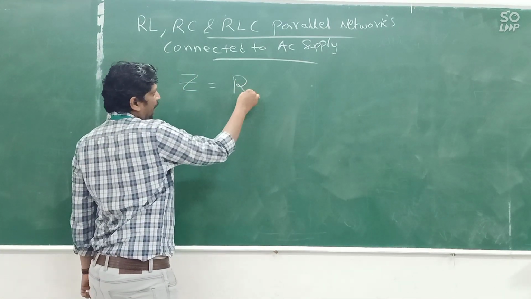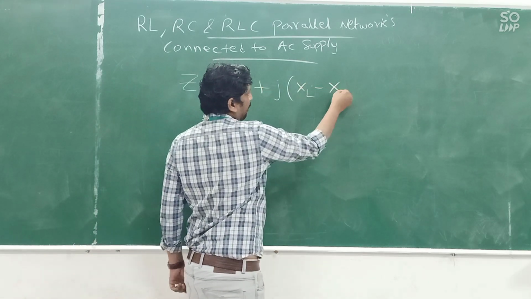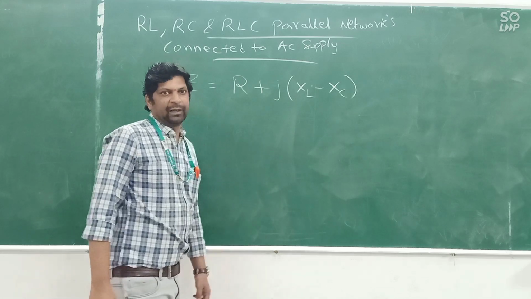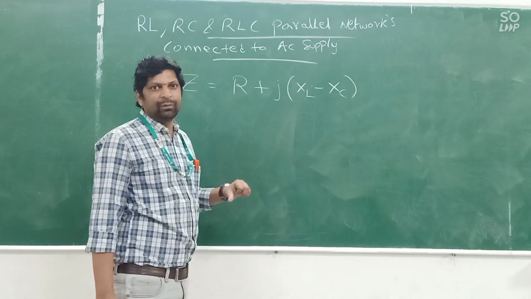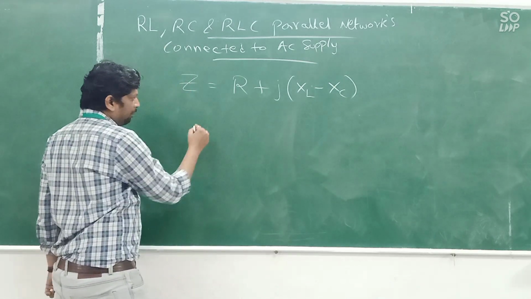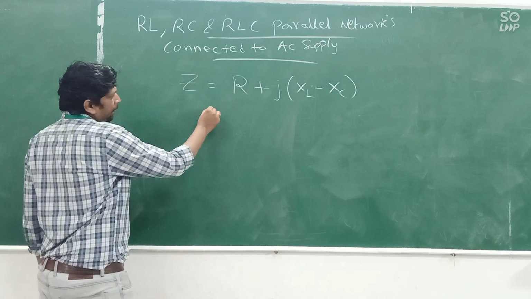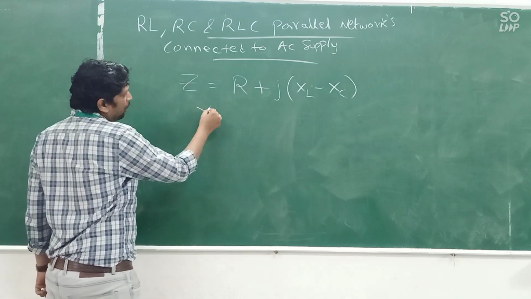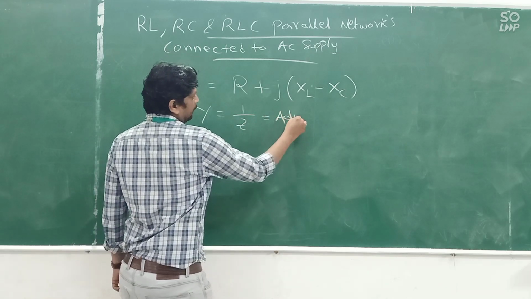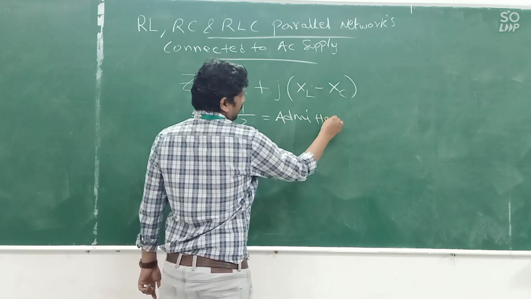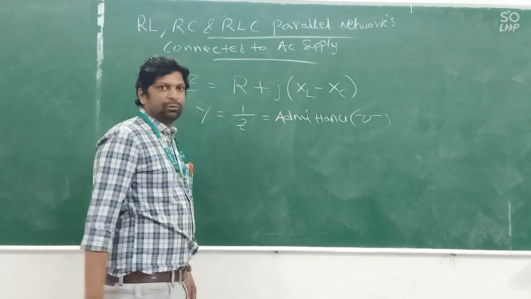So it is nothing but R plus j into XL minus XC. Z is equal to R plus j into XL minus XC. Now coming to the parallel network, the reciprocal of impedance is called admittance, and the units are mho.